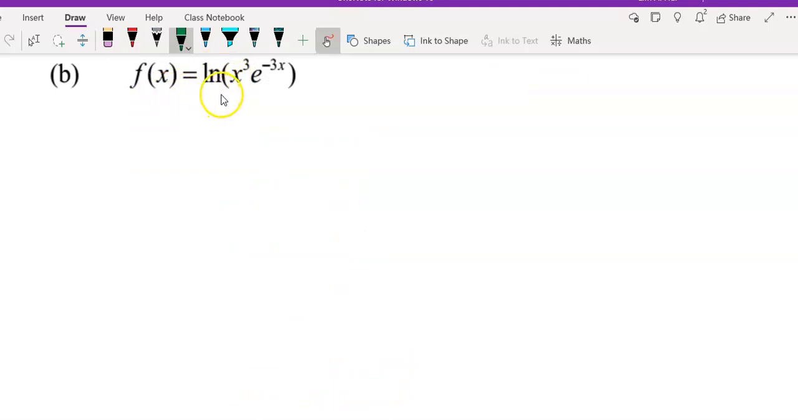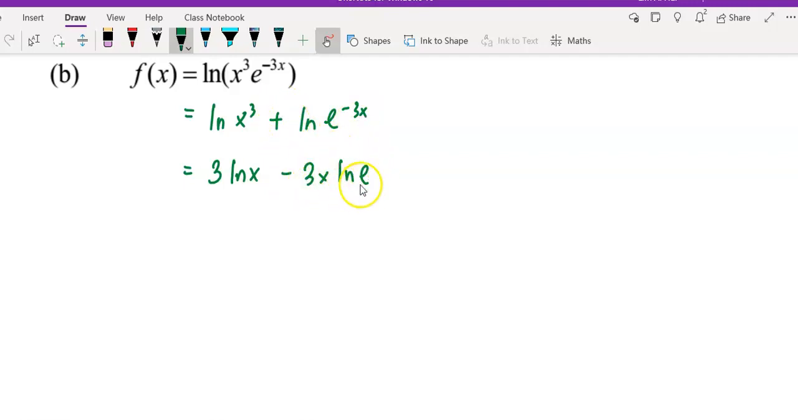For f(x) equals log(x^3 e^(-3x)), again we rewrite our function by applying the laws of log: log x^3 plus log e^(-3x). The 3 you can bring to the front, and you have 3 log x. The negative 3x you can bring to the front, multiplied by log e, you get negative 3x log e. Log e is equivalent to 1. So finally, your function becomes like this.